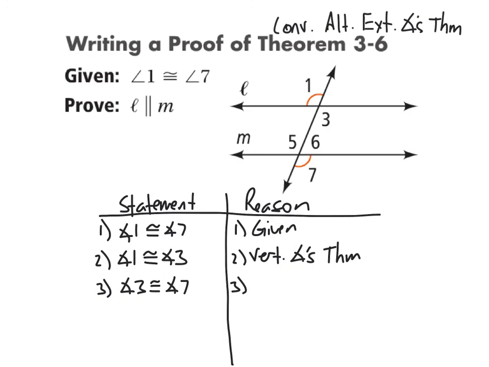Because angle 7 and angle 1 are congruent. Yep. Angle 1 and angle 3 are congruent. Yep. So why is angle 3 congruent to angle 7? Transitive property of congruence. We had just discussed it in the last example. Transitive property of congruence. Okay, now I know that angle 3 is congruent to angle 7. So then what do I know?